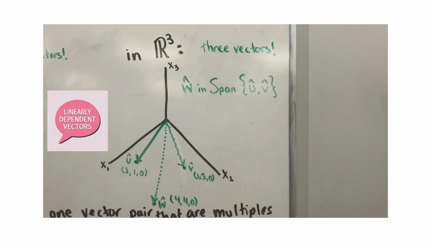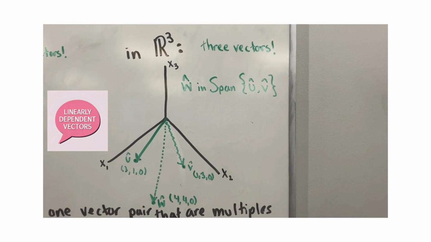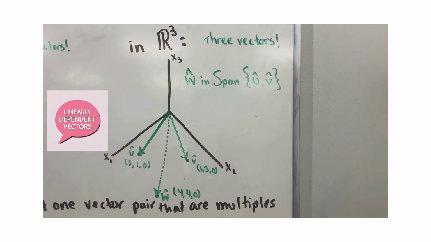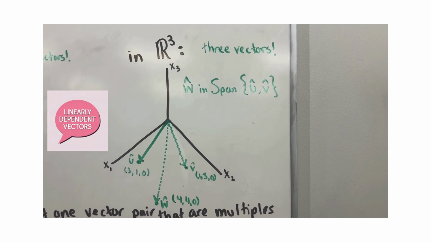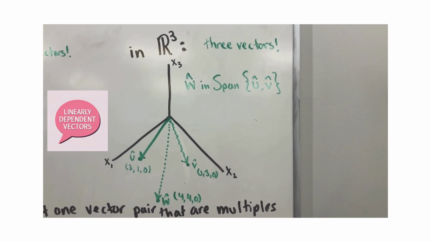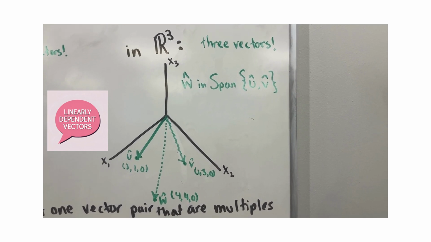This means that w is in the span of u and v. So these are linearly dependent vectors. Now, all that's required of a vector set to be linearly dependent is that one of the vectors resides in the span of the others.